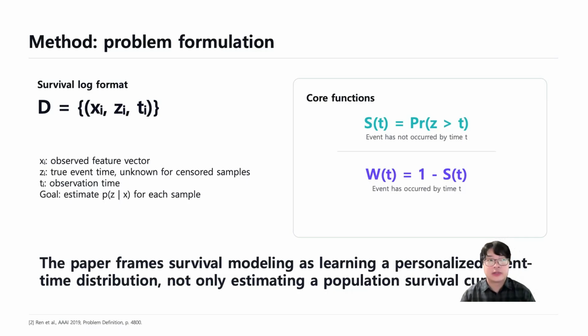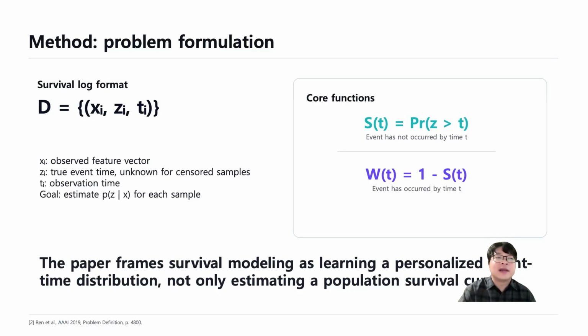Now let's look at the method. DRSA represents the survival log as this D. Here Xi is the observed feature vector, Zi is the true event time, Ti is the observation time. For uncensored samples, the true event time Zi is observed. For censored samples, Zi is unknown, but we know that the event time is later than the observed time.